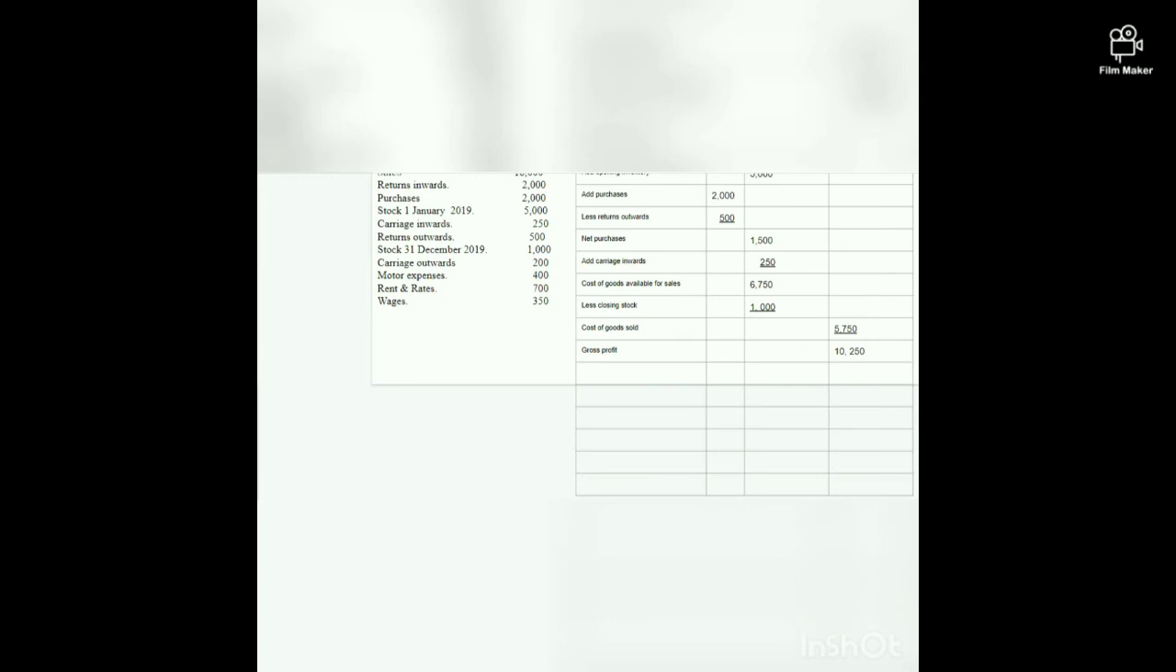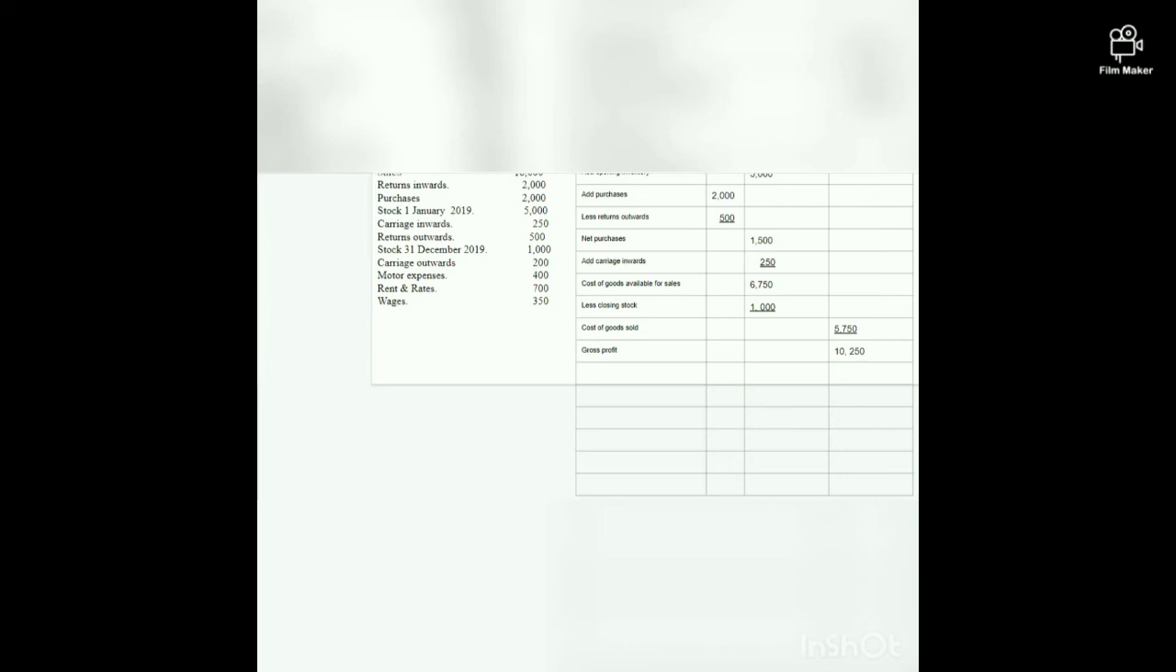Now, okay everyone, now that you have understood how to calculate gross profit, this means that we have completed the first section of the income statement, the trading section. In this section, you are calculating for gross profit. Now we are moving to the next section, which is the profit and loss section. Here we will be calculating the net profit.